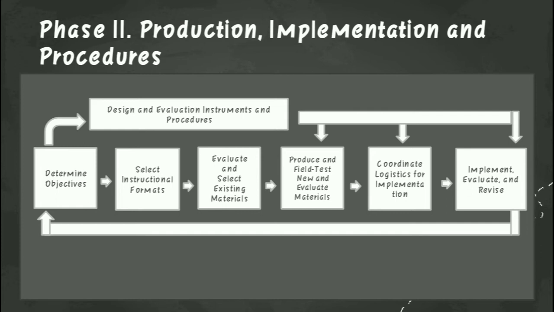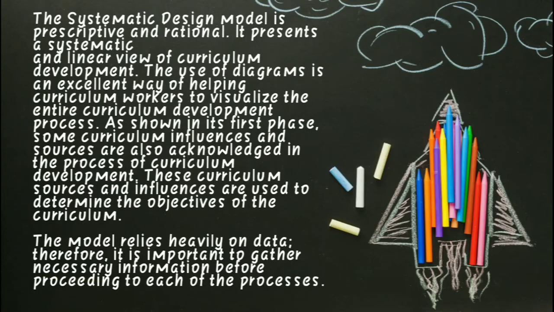Then the next one is implement, evaluate, and revise. After this process, which is the last, it is implemented as specified, and if there are changes, it can be revised. It is a continuous process. So we have the design, evaluation instruments, and procedures. It runs through the process and back again. The systematic design model is prescriptive and rational.